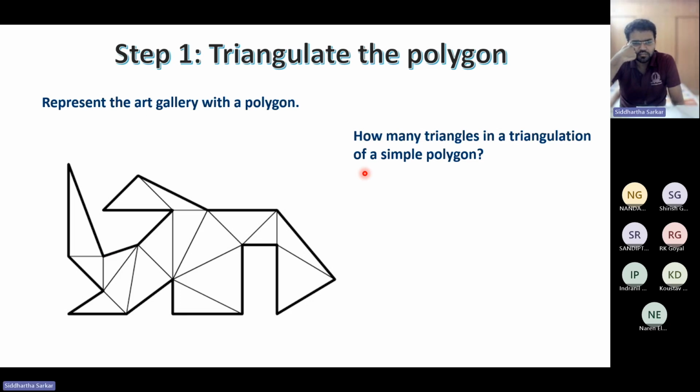You can do some trial and error. So there is a simple polygon of n vertices. The question is, in a triangulation, how many triangles will exist? Any guesses? Try with some quadrilateral, followed by pentagon, followed by hexagon, and then you will get a pattern.